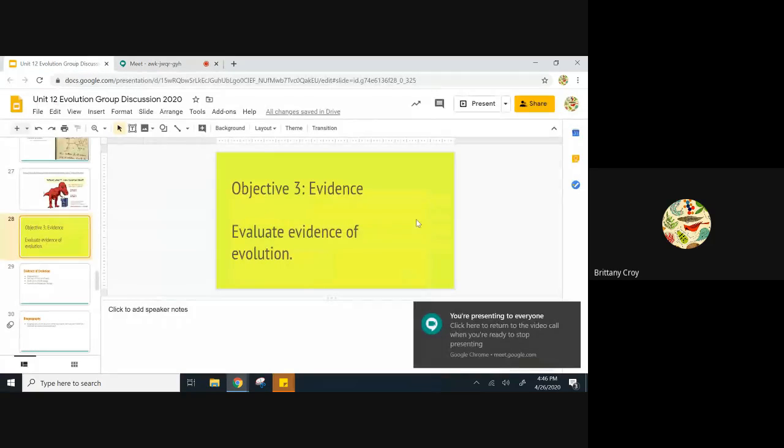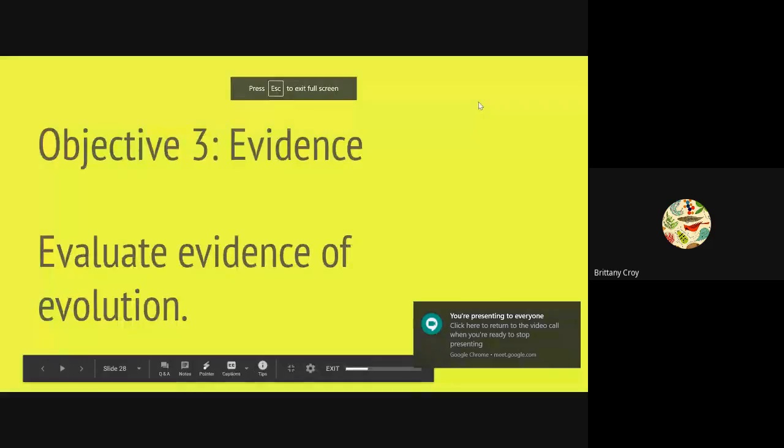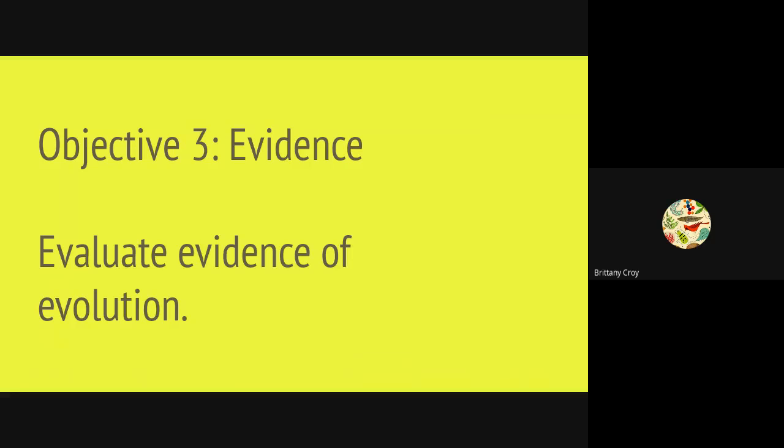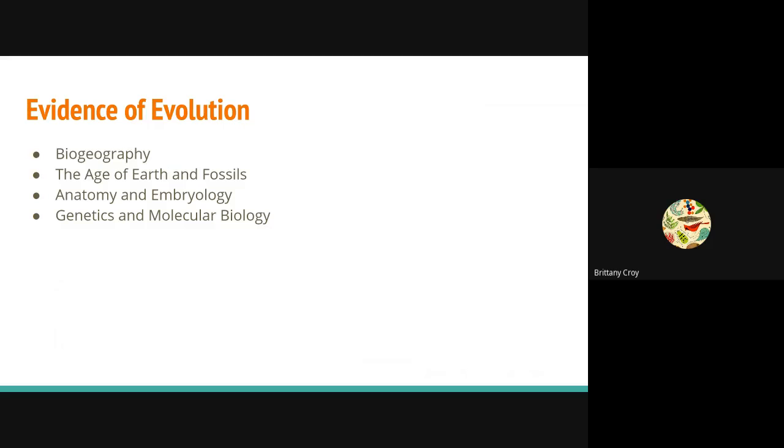Hey, welcome back. Today we're going to talk about Objective 12.3: evidence, evaluate evidence of evolution. Evolution is the idea that organisms can change over time, and the idea is that they change through natural selection. So in this objective, we're going to look at different categories of evidence for evolution, and then you can basically do your own analysis of the evidence and determine what you think about it.